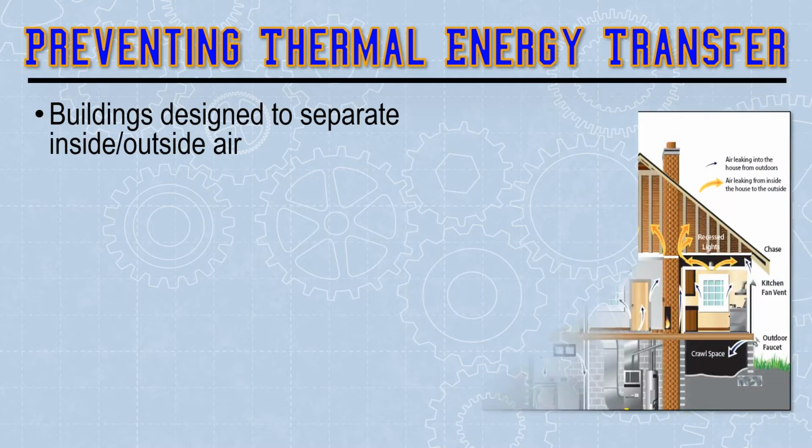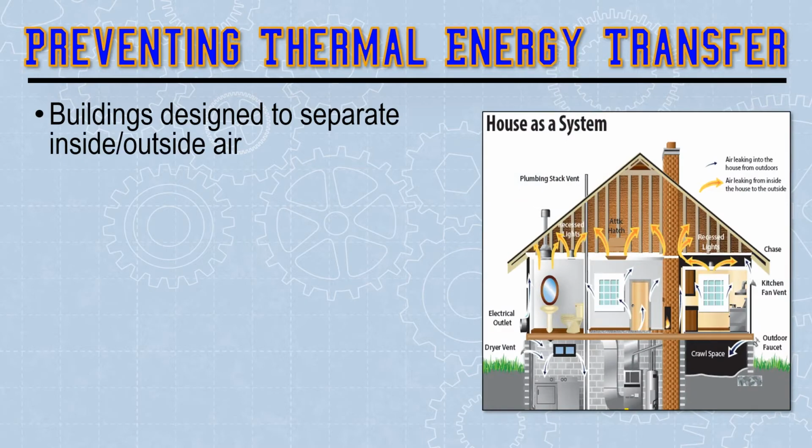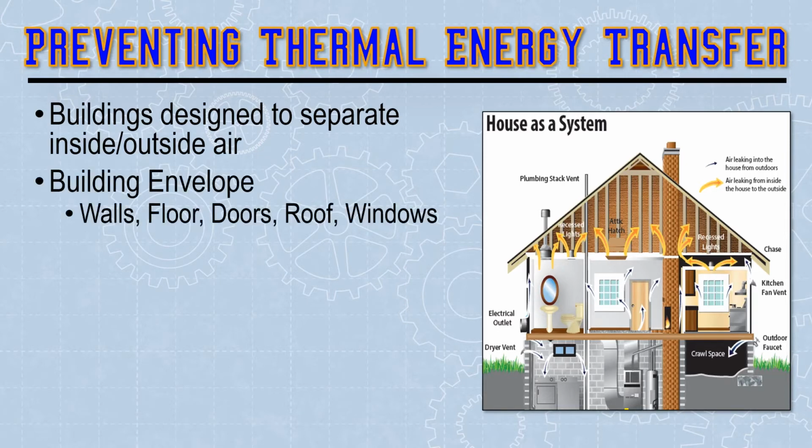Buildings are constructed out of materials that insulate or block thermal energy transfer. Insulating materials do not conduct thermal energy well. Since it does not conduct the thermal energy, it traps that thermal energy, kind of like a thermos or Yeti mug. The parts of the building that separate indoors from outdoors construct the building envelope. The walls, floor, roof, doors, and windows are part of the building envelope system.